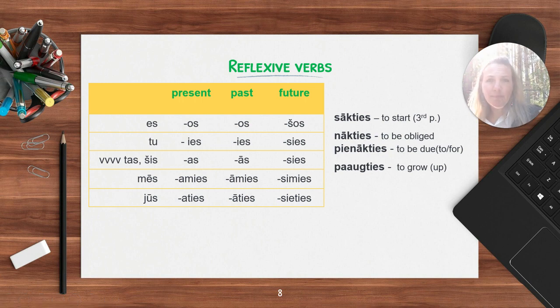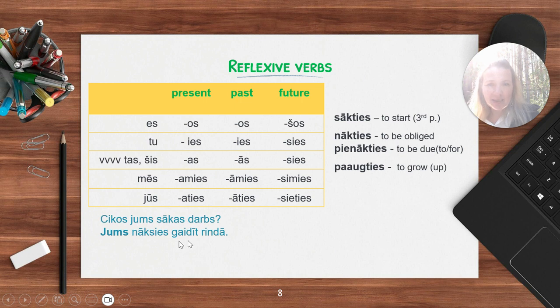Un paaugties, now that we could apply to anyone. Es paaugos, so I grow a little bit taller this year. Apparently not. Tu paaugies. In the past, paaugies. Viņš paaugās, in the past, and mēs paaugāmies, jūs paaugāties, and the future forms as well would be possible. Tā. Cikos jums sākas darbs?